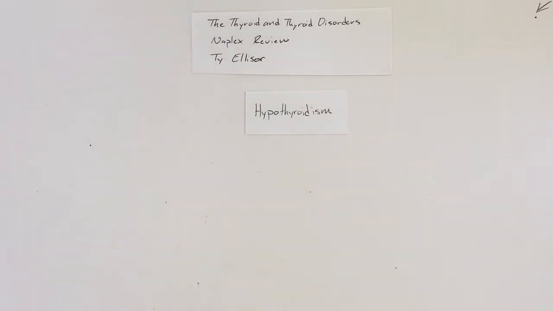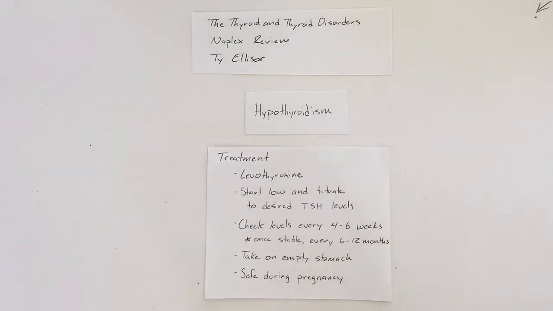The treatment for hypothyroidism is to simply replace the thyroid hormone that is not being produced. So we'll do this usually through levothyroxine. We'll start low and titrate to desired TSH levels. We'll check levels every 4 to 6 weeks, and then once stable every 6 to 12 months.